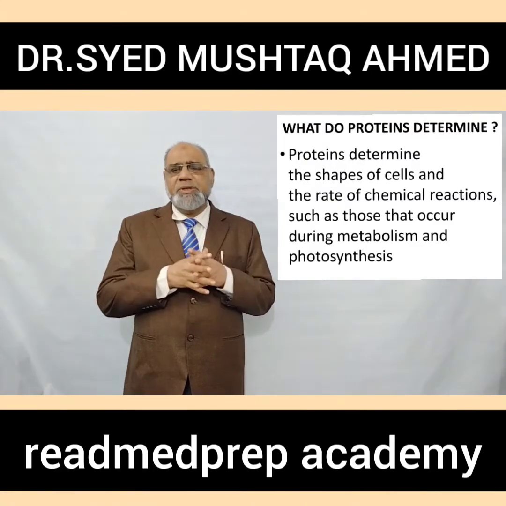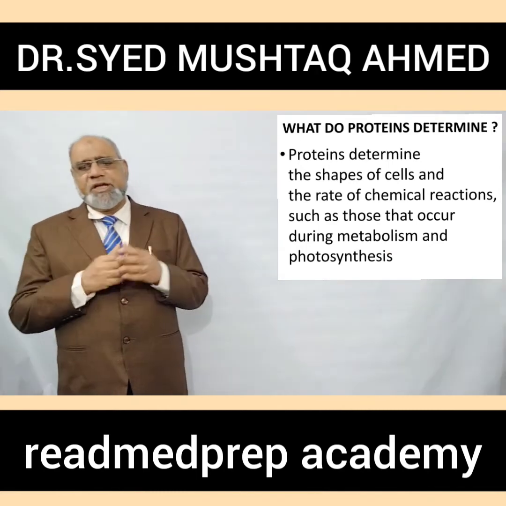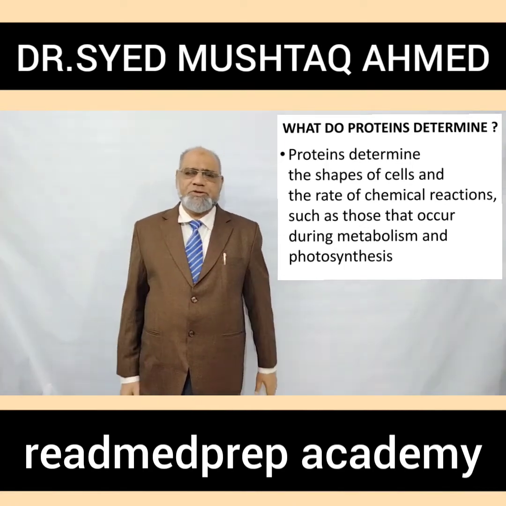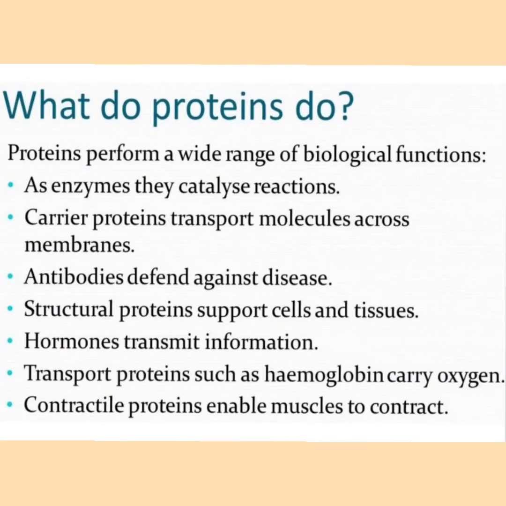So proteins determine the shapes of the cells and the rate of chemical reactions, such as those that occur during metabolism and photosynthesis. What do proteins do? Proteins perform a wide range of biological functions. As enzymes, they catalyze various reactions. Carrier proteins transport molecules across the membranes. Antibodies defend against diseases. Structural proteins support the cells and tissues. Hormones transmit information. Transport proteins such as hemoglobin carry oxygen. Contractile proteins enable the muscles to contract.